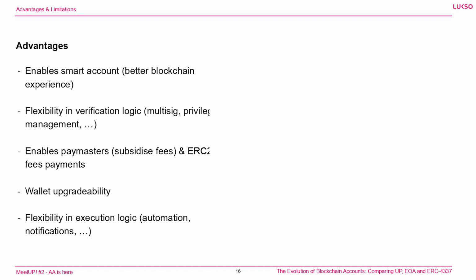Another advantage is the flexibility that you have. The fact that you have a dedicated verification function and a dedicated execution function means that you can have logic that is really just for your smart account. If you want to allow privilege management, such as what we do in the UP, or if you want to enable multi-signature, this is something that you will be able to do with 4337. It will also enable the Paymaster, which will bring another type of economy and another way of using and interacting with the blockchain that we don't have today.